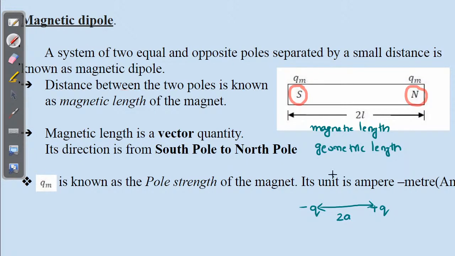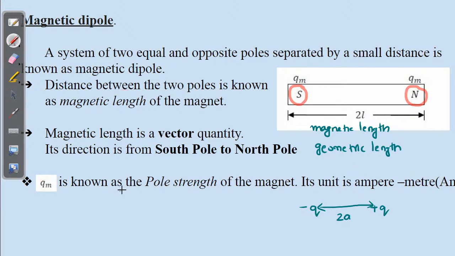You might have seen your bar magnets. You take a scale and you measure the length of that bar magnet. Whatever length you are able to observe there, that length is called geometric length. And this geometric length is not equal to magnetic length. Magnetic length is the distance between the north pole and south pole of the magnet. Geometric length is the distance between the two extreme ends of the bar magnet. And remember, your magnetic length is always less than geometric length.